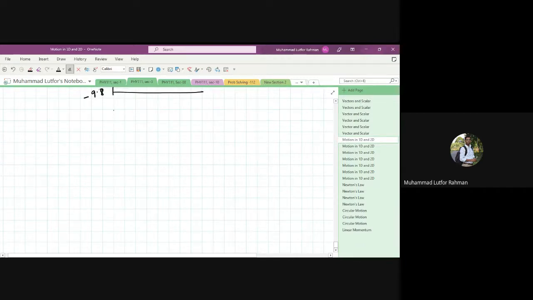Velocity versus time graph. If you drop something from a height, what would the velocity versus time graph be? Can you make a guess? Say, velocity versus time graph.